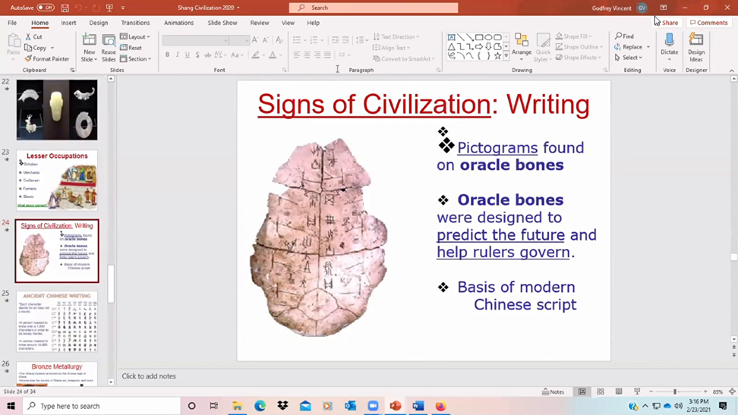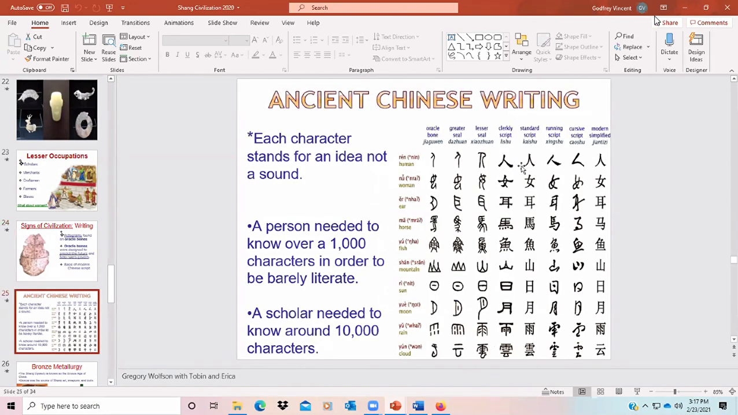Like ancient Mesopotamia and ancient Egypt, the Chinese developed writing and they used pictograms. And they wrote their writing on oracle boards. Pictograms. And this is what it looked like.